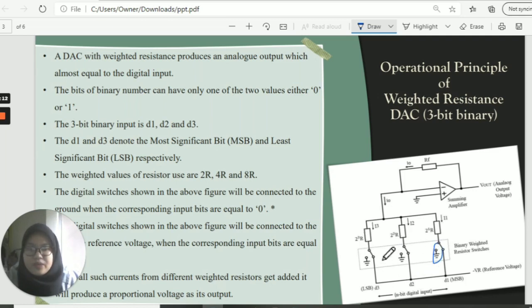So when the digital switch is connected to the ground, where the input bit is equal to 0, that means the switch will turn off and there is no current flow to the weight resistor. But if the input bit is connected to the negative reference voltage, where the input bit is equal to 1, that means the switch will turn on, and the current will flow to the weight resistor. When all such currents from different weight resistors get added, it will produce a potential voltage as its output.